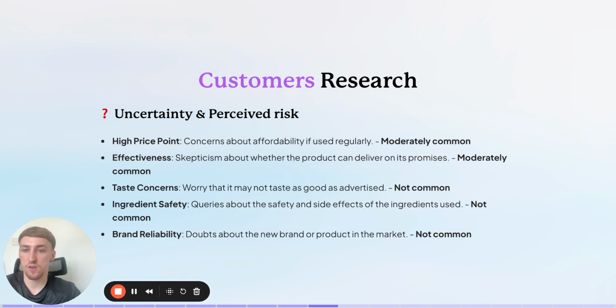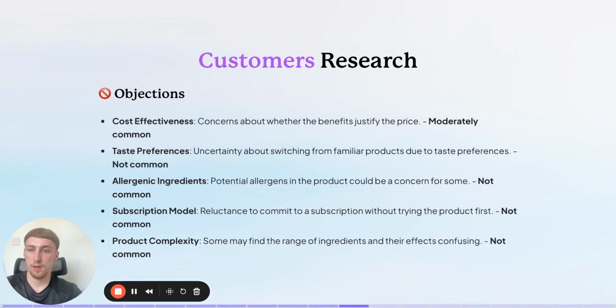Uncertainty and perceived risk. So high price point. That needs to be handled as an objection in the ads. That's moderately common. And effectiveness. So people are going to be skeptical about whether it can actually work. So that can be handled in the ads as well. So any other objections? So cost effectiveness, taste preference. None of these are really that common.